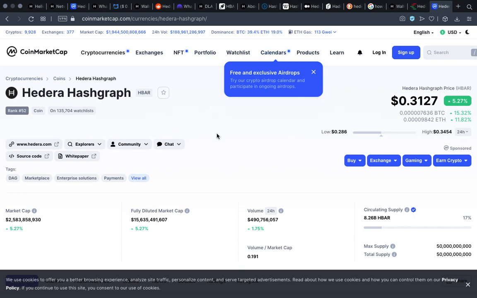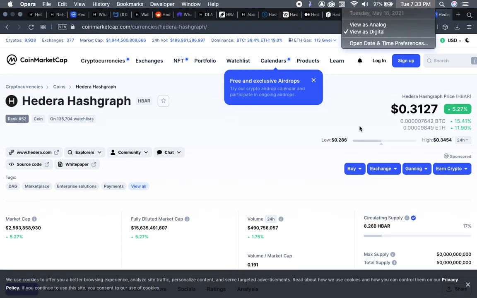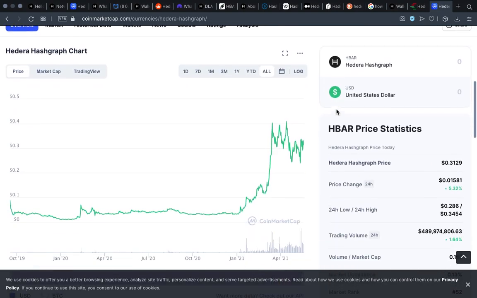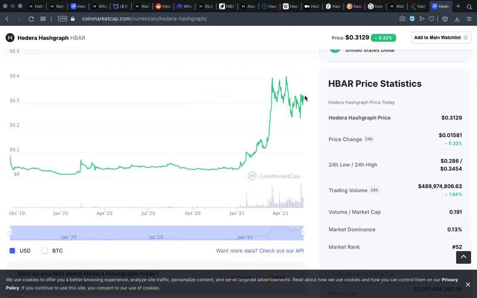Now let's look at the price of the Hedera Hashgraph HBAR token. The price at the time of this recording, which was May 18th, 2021, was 0.31 cents. You can see Hedera is performing at pretty much its all-time high. Its previous all-time high was on April 12th for 40 cents.